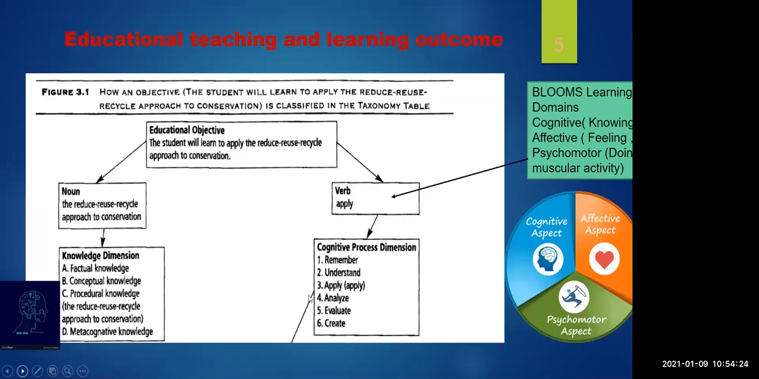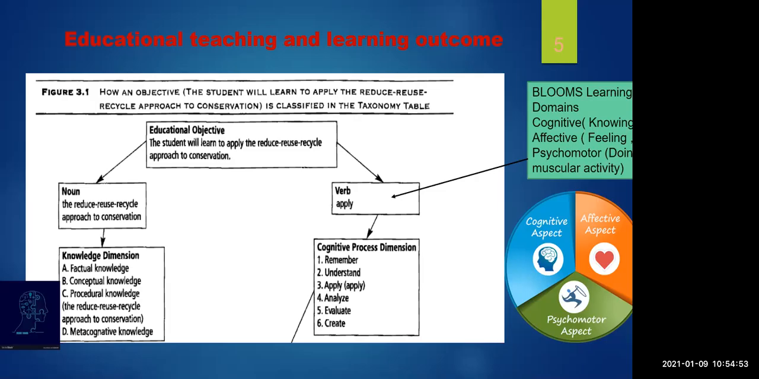If you go to educational teaching and learning outcomes, for example, we are going to teach the concept of the reduce, reuse, recycle approach to conservation in waste management. How you are going to deliver the content is what is important. The educational objective is the reduce, recycle approach and, from a conservation point of view, we have to teach the students. First of all, what knowledge do we have, and how are we going to deliver it? That is one thing.